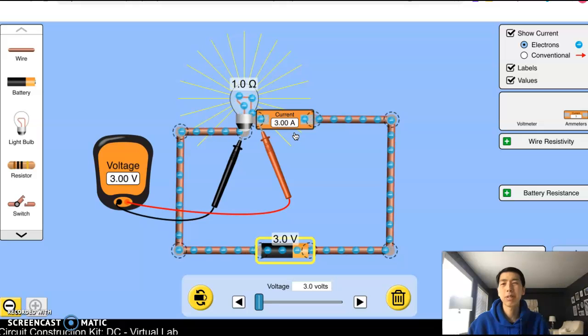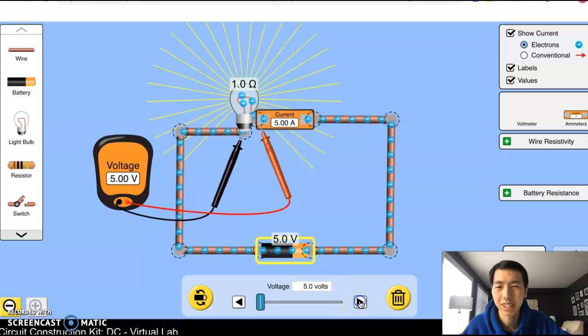So that's what it means to be in proportion. When I double the voltage, I double the current. If I multiply the voltage by 10, then I'll actually multiply the current by 10. So let me put this up to 10 volts.